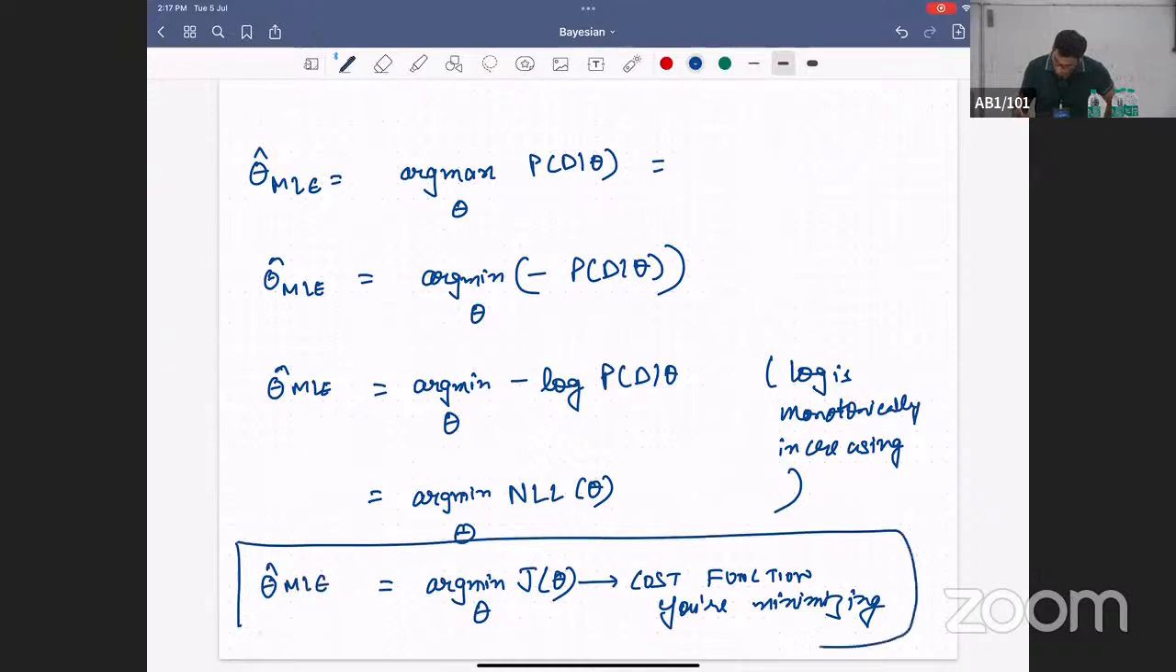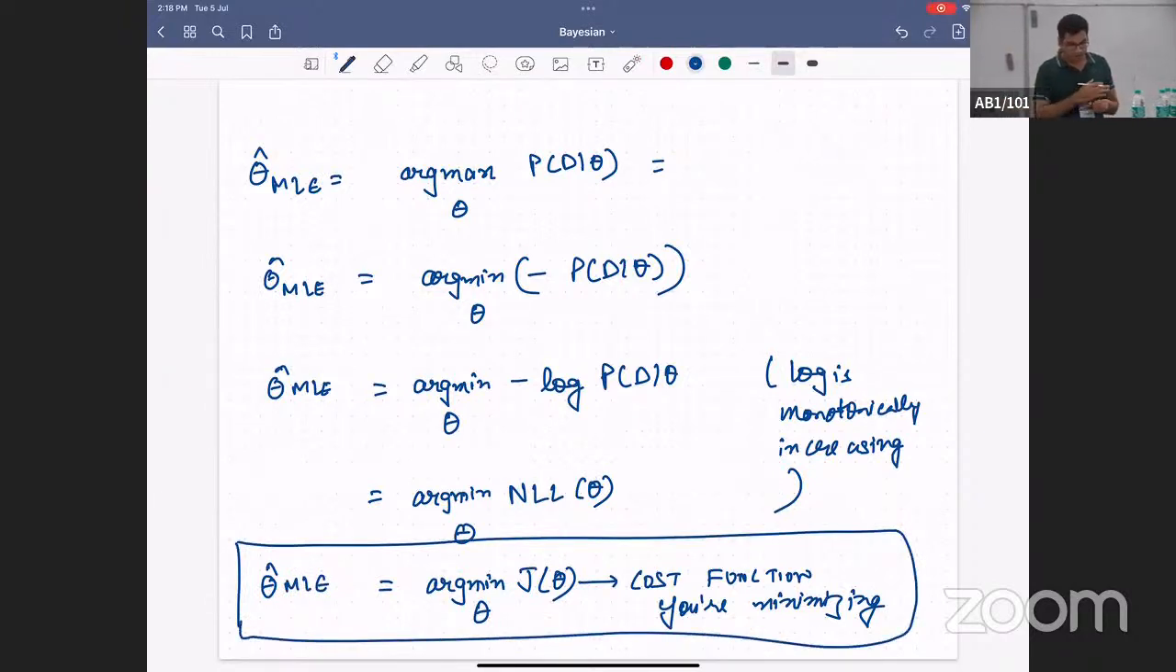So this is a fundamental thing which I want you to remember. The theta at MLE is equal to argmin of J of theta, which is a cost function, and is the same as the argmin of the negative log likelihood. We can use this to get any loss function in different kinds of problems.